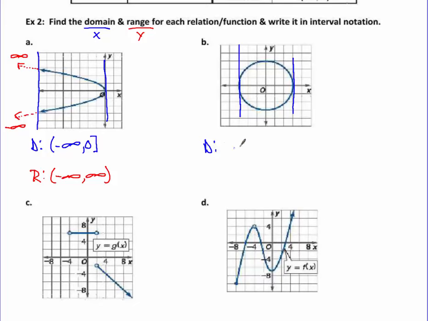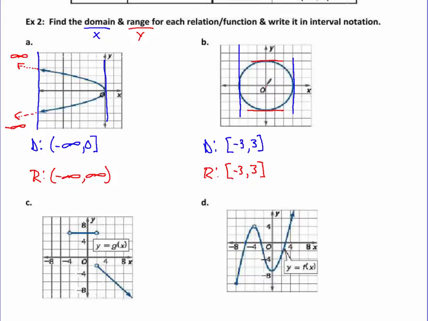Example B, our domain goes from right here to right here on the x-axis. So our domain is very specific. It goes from -3 to +3. And that's our domain. And our range does the same thing. It goes from this point to this point. And our graph doesn't go any higher or lower than these 2 points. So it begins always, remember we always start at the lowest point on the range. Range is -3 to +3 as well. And that should hopefully make sense to you.